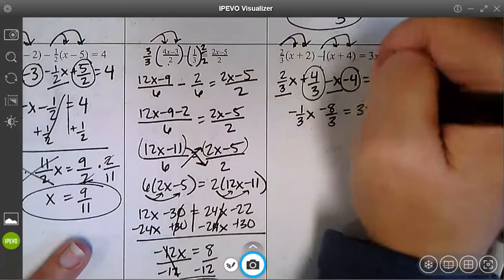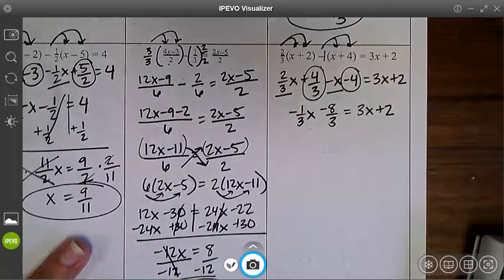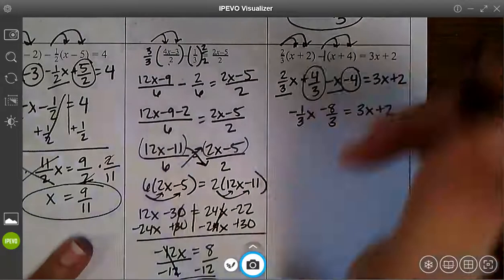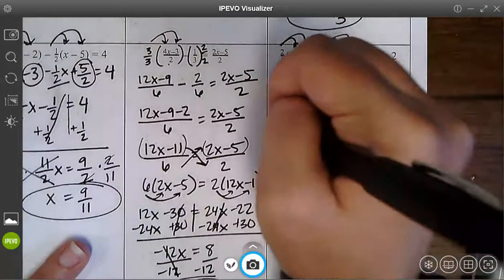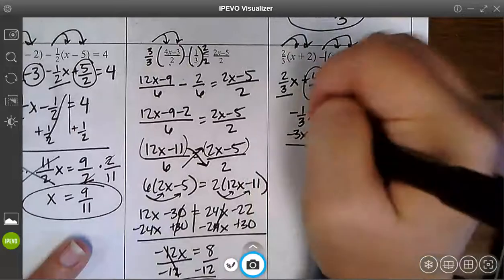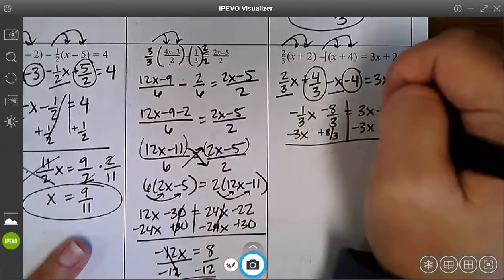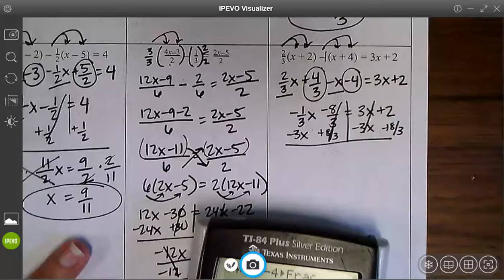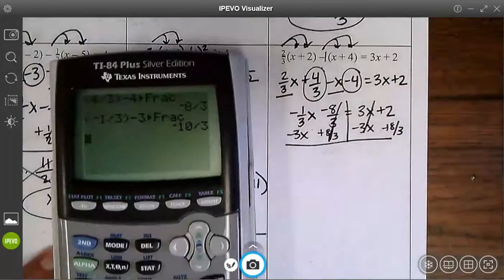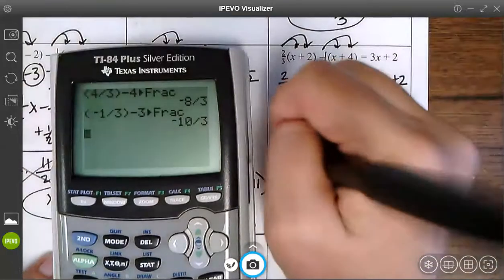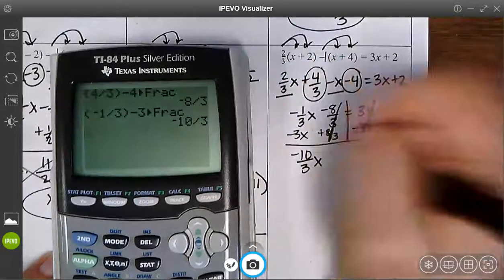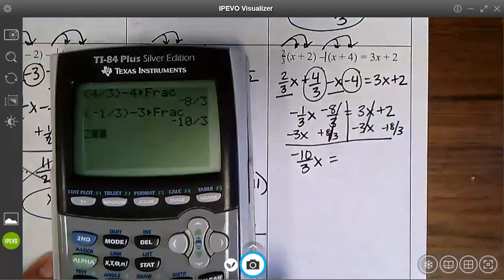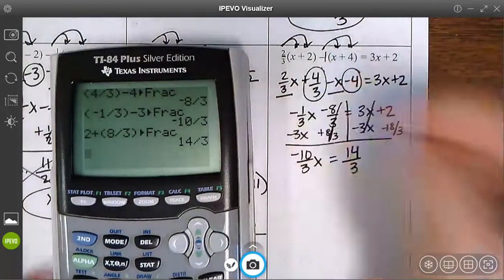You have 3x plus 2. Get your x's together, subtract 3x from both sides, and add your 8/3. So negative 1/3 minus 3, make it a fraction. And you get negative 10/3 x. And then 2 plus 8/3 is 14/3.